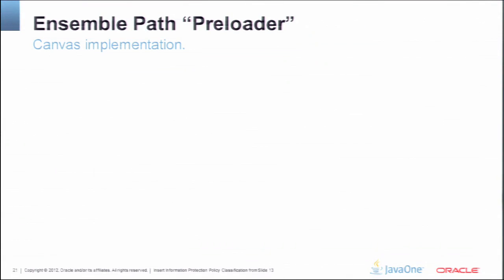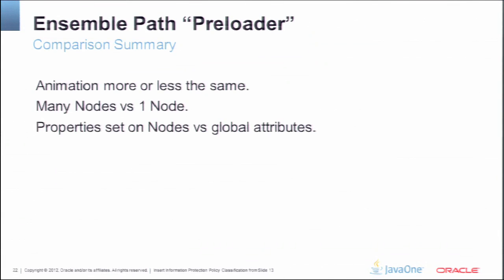So we went over the Canvas implementation and the scene graph implementation, comparison summary. Right, so the many nodes versus one node, animation's more or less the same, and the properties are set on the nodes as opposed to being global attributes that you save and restore on the canvas.